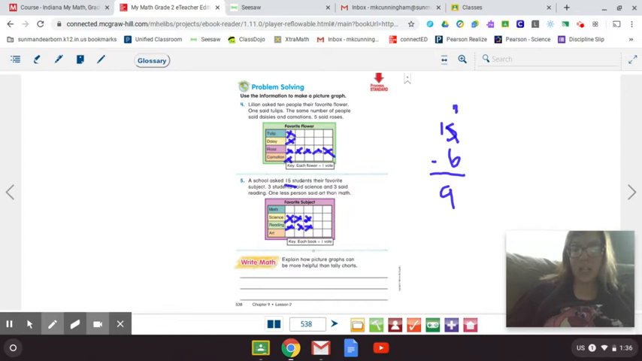1 less person said art than math. So we need to think about facts that equal 9. So we know that 1 plus 8 equals 9. And we know that 2 plus 7.